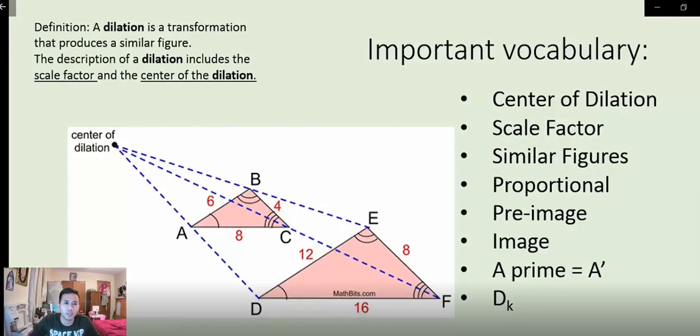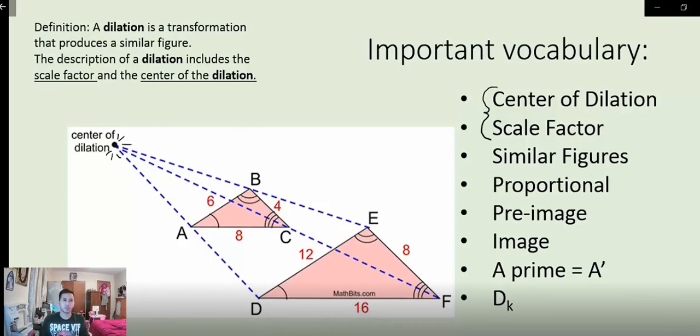In this video, we'll be discussing dilation. By definition, a dilation is a transformation that produces a similar figure. Two of the most important things I want you to focus on are the center of dilation and the scale factor. The center of dilation is where the dilation takes place. It's like a lamp that projects the image. It can be a larger image or it can be a smaller image.